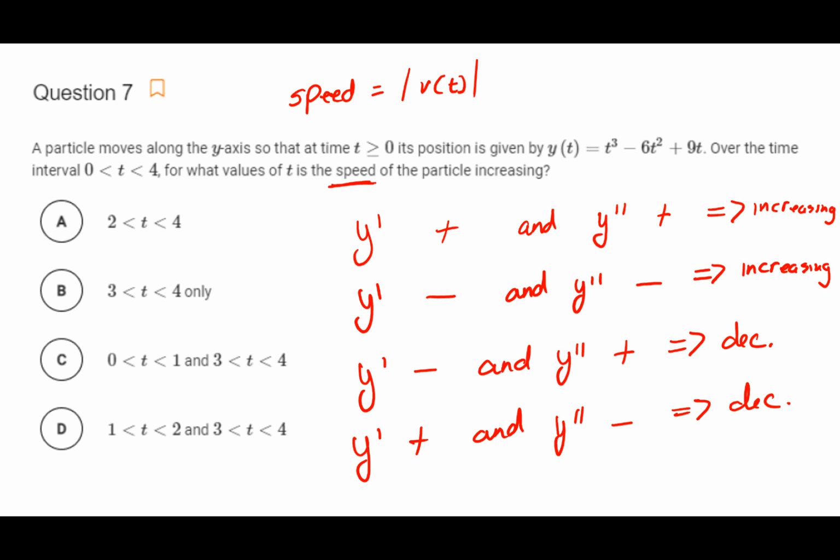Okay, so for this one, you need to find y prime and y double prime to figure out which intervals, because they want to know strictly where it's increasing. So you want to figure out where your y prime and y double prime are the same sign.